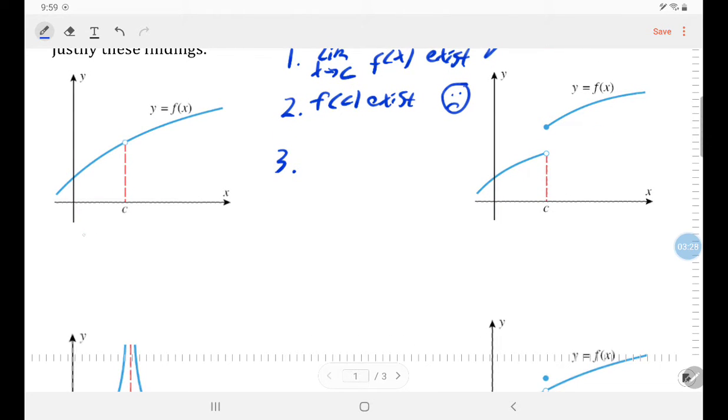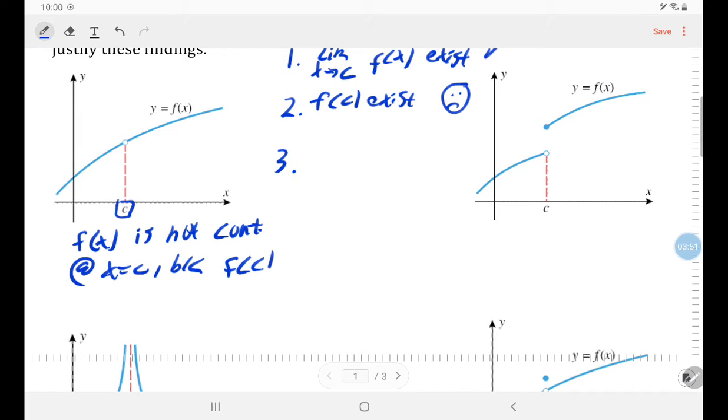So I can say, and I'm going to go over just a generic write-up for this, if I were asked to write up or to justify my findings, I would say that f of x is not continuous. I'm going to abbreviate continuous, CONT, at x equals this value c right here, because f of c DNE, does not exist. And that works. Okay?